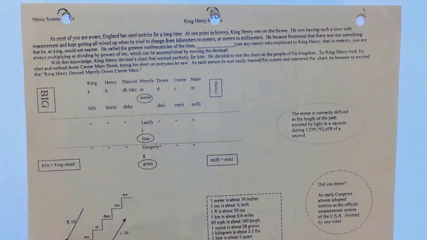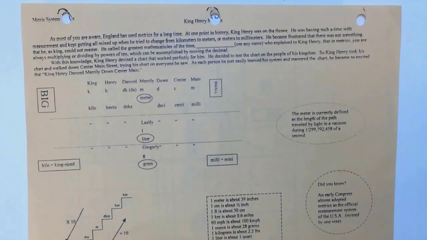As most of you are aware, England has used metric for a long time. At one point in history, King Henry was on the throne. He was having such a time with measurements and kept getting all mixed up when he tried to change from kilometers to meters or meters to millimeters. He became frustrated that there was something that he, as king, could not master.